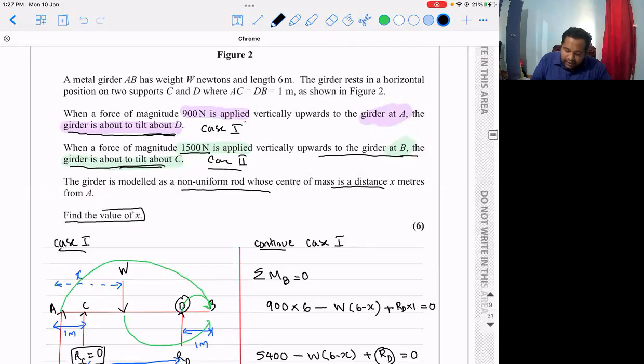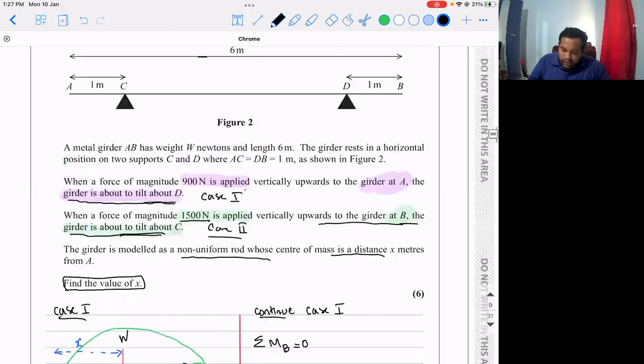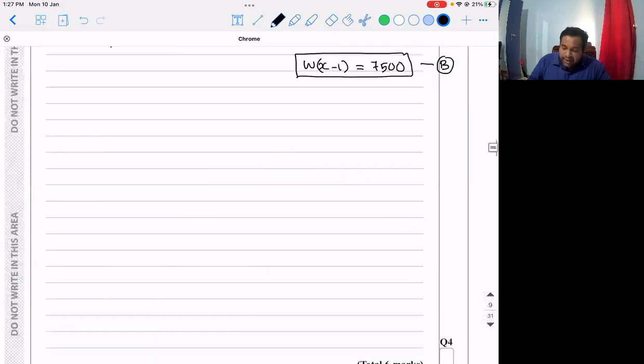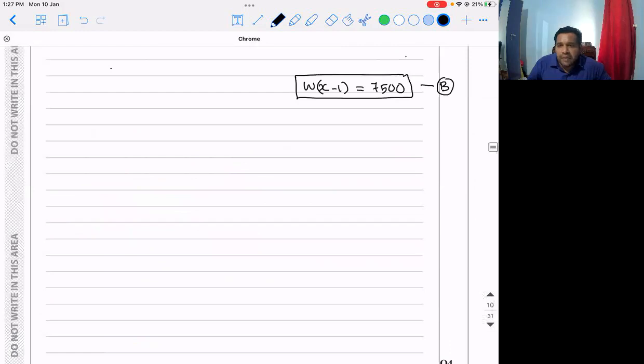Find the value of x. So here we are in a position to find the value of x. We developed two simultaneous equations. What is the first equation?